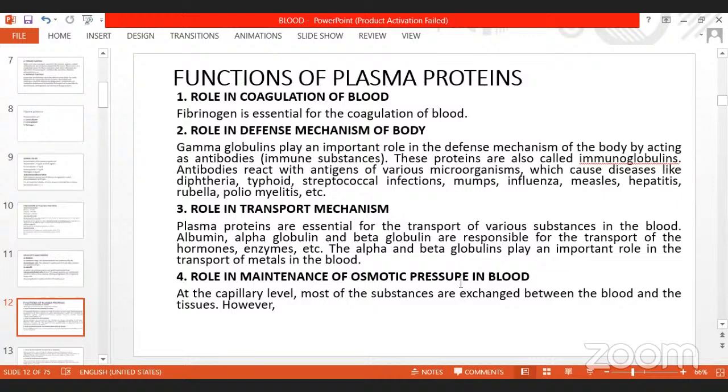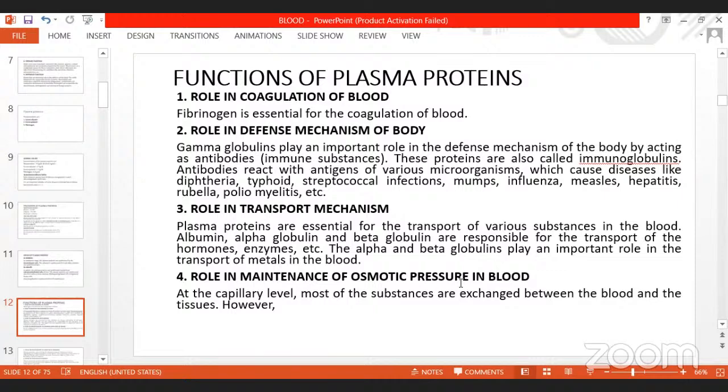And transport mechanism. The plasma proteins, albumin, alpha globulin, and beta globulin, are essential for the transport of substances like hormones and enzymes. The alpha and beta globulins play an important role in the transport of metals like copper. And role in maintenance of osmotic pressure. As we said, the colloidal osmotic pressure or oncotic pressure is maintained by the plasma protein.